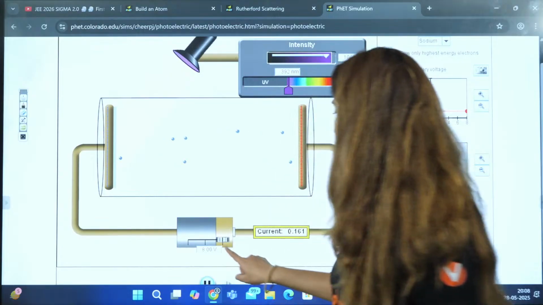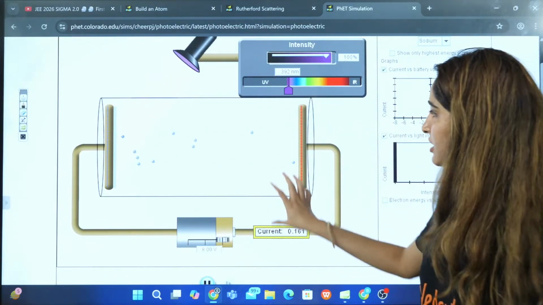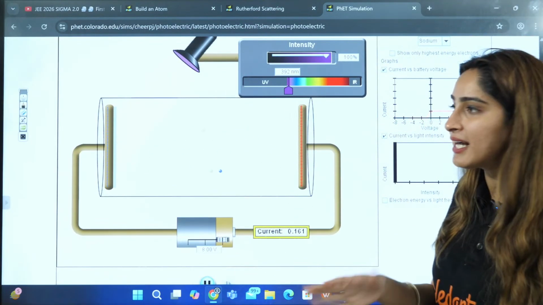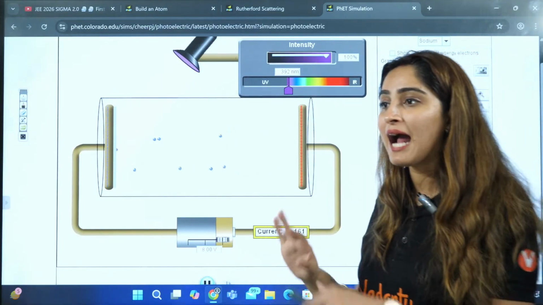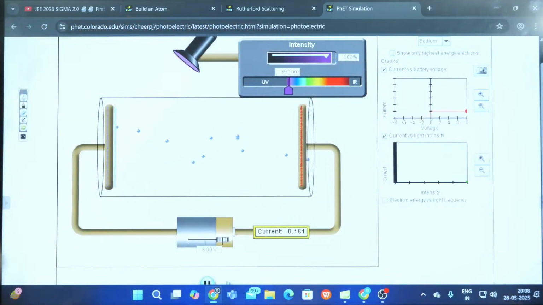Can you see? When I'm increasing the positive potential, there is a saturation point. More than that, nothing we can do now. Okay, ma'am, can you show us the increment of the current?